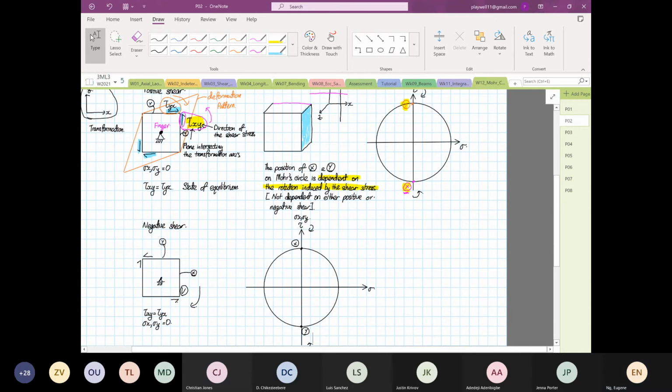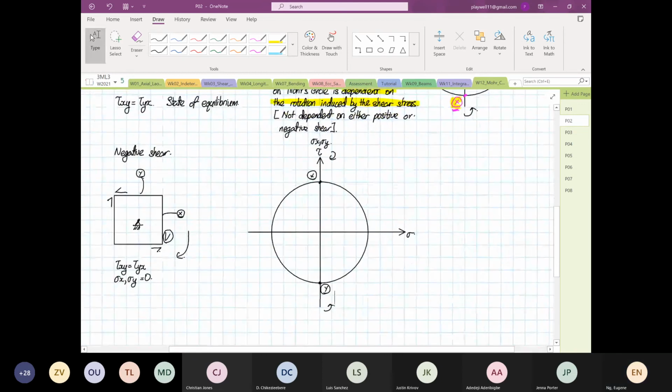Now, there's one thing I want you to focus on. From point X to point Y, what is this angle? Anyone? What is this angle? Anyone can tell me that angle? 180 degrees. On Mohr circle, from X to Y is how many degrees? 90 degrees. So there's an interesting trend that we see over here.